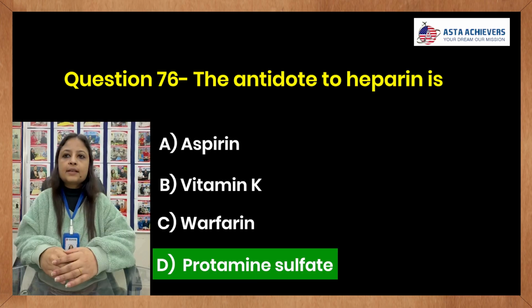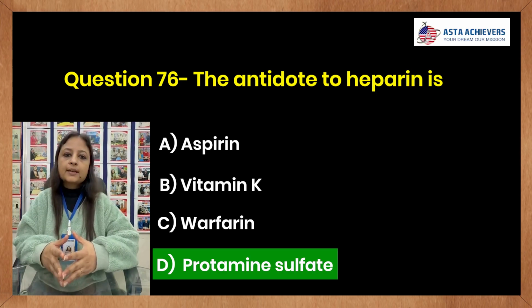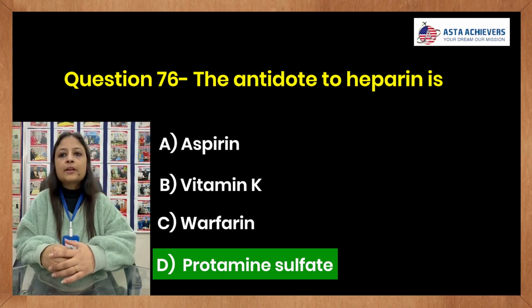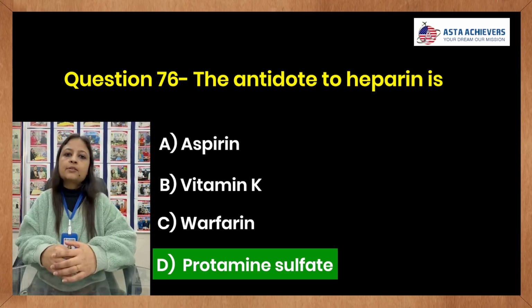Question number 76. The antidote to heparin is option A, aspirin, option B, vitamin K, option C, warfarin and option D, protamine sulfate. So option D, protamine sulfate, is the correct answer.